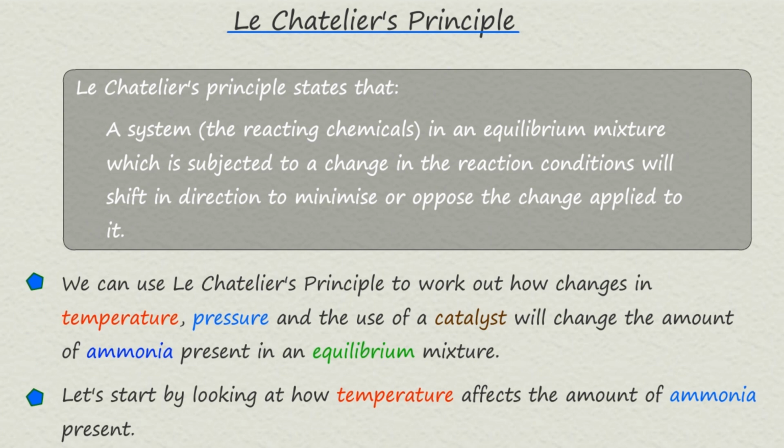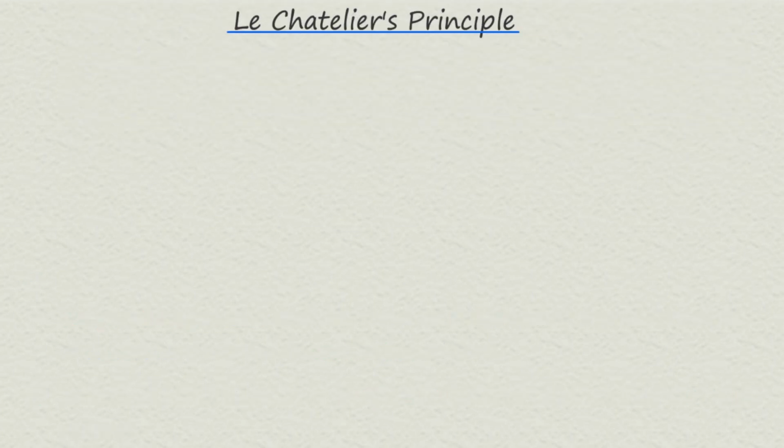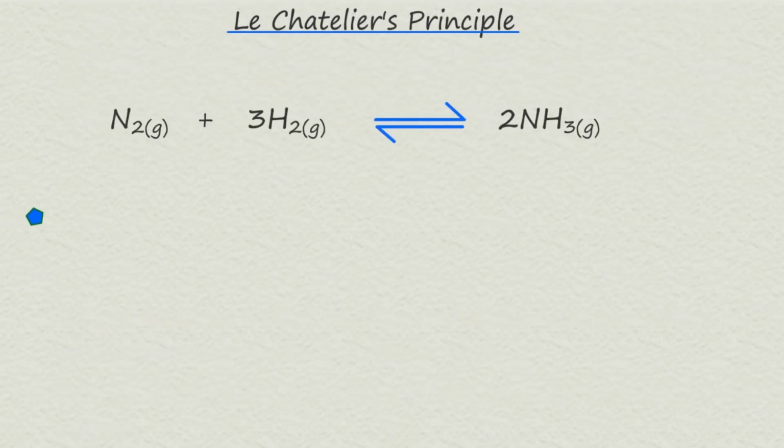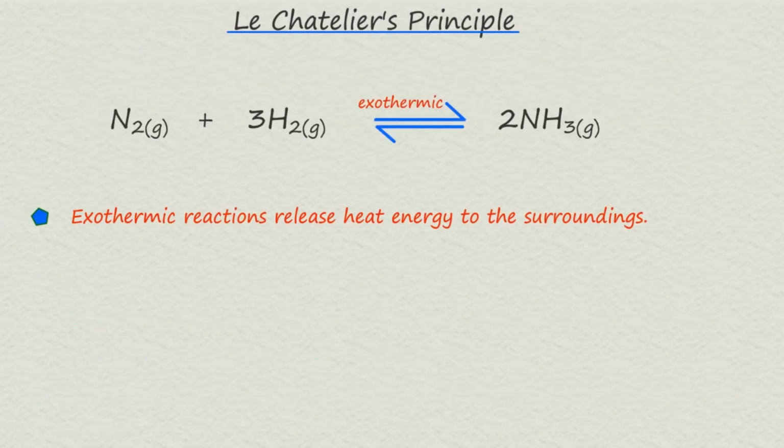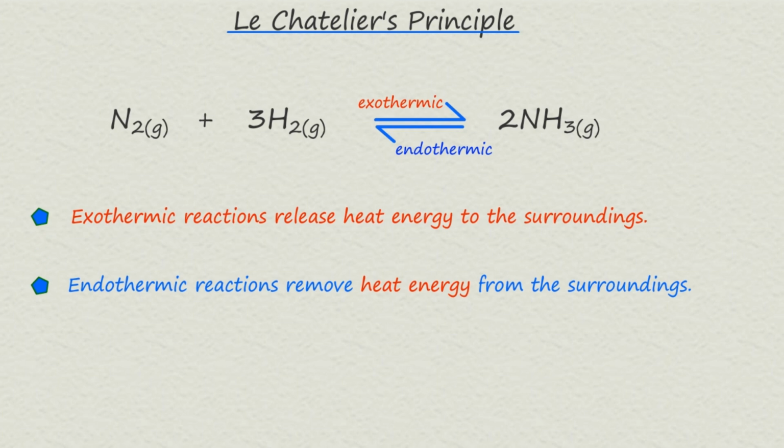So let's start by looking at how an increase in temperature will affect the amount of ammonia present. Now, the forward reaction in the Haber process is exothermic. That is, it releases heat energy to the surroundings, while the back reaction, that is the decomposition of ammonia into nitrogen and hydrogen, is an endothermic process.